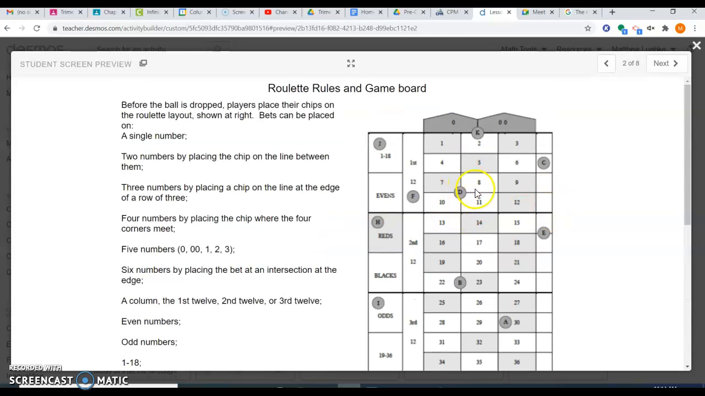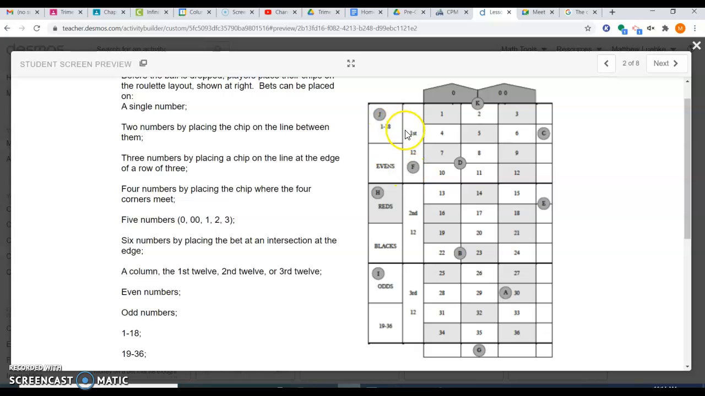People place these chips, for example D, on all four of these so that if it lands on a 7, an 8, a 10, or 11, you would win. Another example would be C. If the ball rolled around and landed on a 4, a 5, or a 6, you would win. So there's a bunch of different chips here that represent betting on different numbers on the board. One last example would be G. If you place your chip on G, you are talking about the numbers 2, 5, 8, 11, all the way down this column. So if it lands on any of those numbers, you would win.